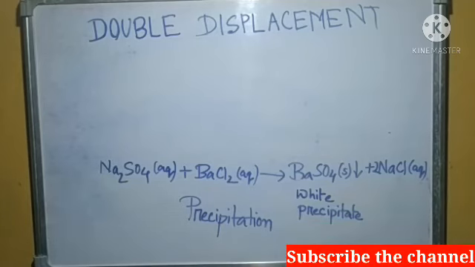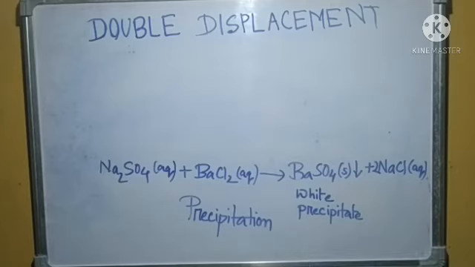Since in this reaction we are getting a precipitate, reactions where any precipitate is formed are also known as precipitation reactions. Not all double displacement reactions are precipitation reactions. Remember this point. But all the reactions where a precipitate is formed, that means where one product is a precipitate, are known as precipitation reactions.